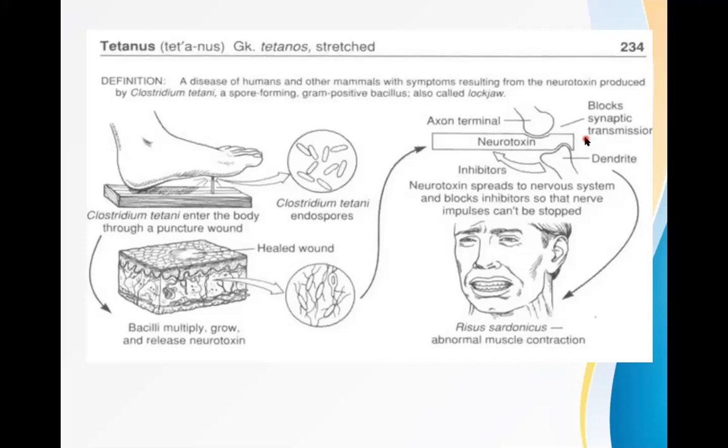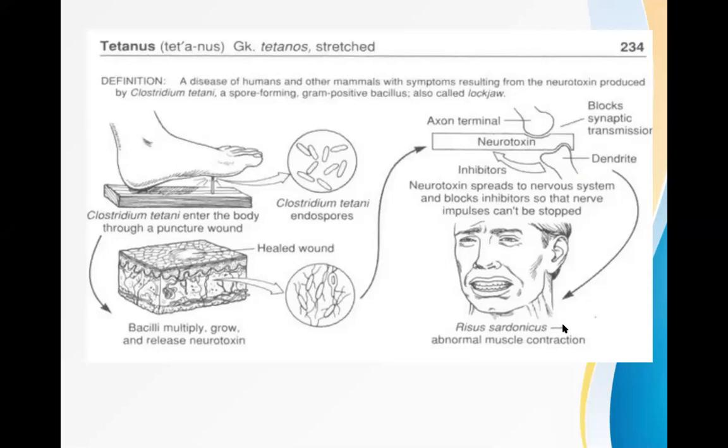Now let me repeat again, because this point would be repeated so many times in today's class. What this toxin, tetanospasmin, is going to do is block the release of inhibitory neurotransmitters. They are glycine and GABA. GABA is gamma amino butyric acid. So when those inhibitory neurotransmitters are blocked, only excitatory neurotransmitter will take over, which leads to uncontrolled spasm or contraction of the muscle everywhere in the body.